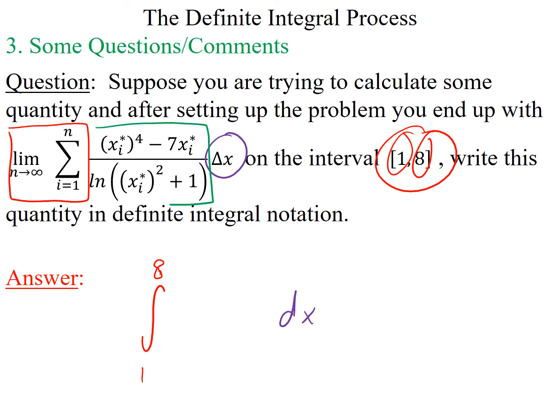And then this is the function that you put here. Just wherever you see an xi star, write x instead. So instead of xi star to the fourth, it's x to the fourth. Instead of 7xi star, it's 7x. On the bottom, it's going to be natural log of, instead of xi star squared plus 1, it's just x squared plus 1.